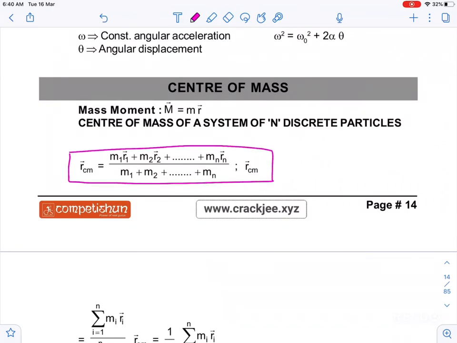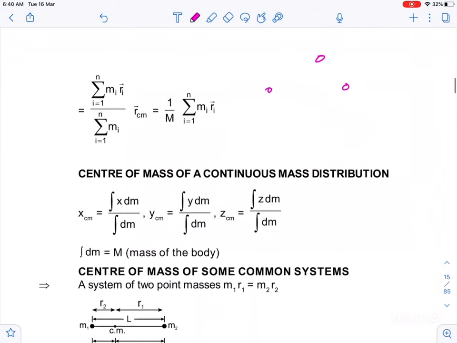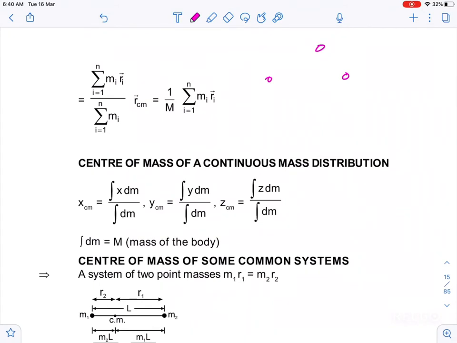Center of mass, the most important thing is this formula, if you remember, and you can also write it in mathematical form like this. This is for a discrete mass system. When masses are kept like this, you can use the formula (m1 x1 plus m2 x2 plus m3 x3) upon (m1 plus m2 plus m3). For a continuous mass system, summation is replaced by integration. So it is integration of x dm upon integration of dm, y dm upon dm, z dm upon dm.